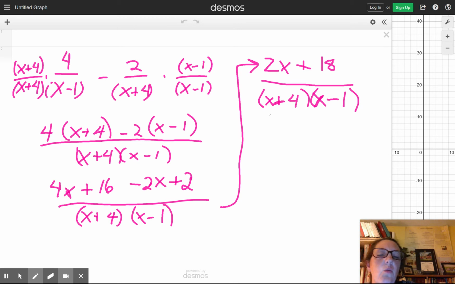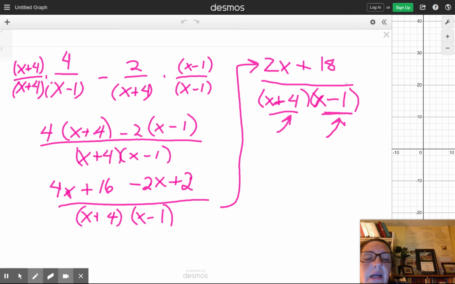So if either one of these factors had a value of 0, you would have a denominator of 0, because 0 times anything is 0. So if we look at this first factor, if x here were negative 4, you would have 0 in the denominator. If you looked at the second factor, if x were 1, then you would have 1 minus 1 is 0, and again you would have 0 in the denominator.